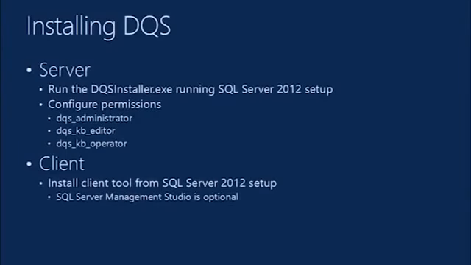Now, when you actually go to perform the installation of DQS, it's a little bit funky how it works. You're going to select DQS from the installer screen, but all that it's going to do is copy the DQS installer to the directory that SQL is in. Then what you need to do is run the DQS installer after that. And then you've got the different permissions that you can set up. If you want to set up your knowledge base editors, operators, or an administrator, add the appropriate people to the appropriate roles.